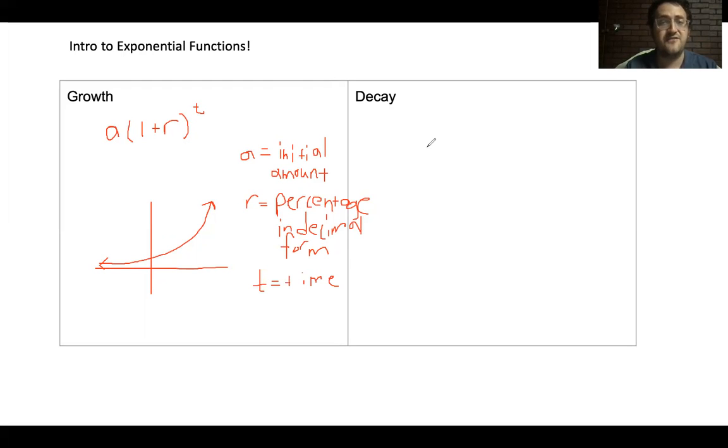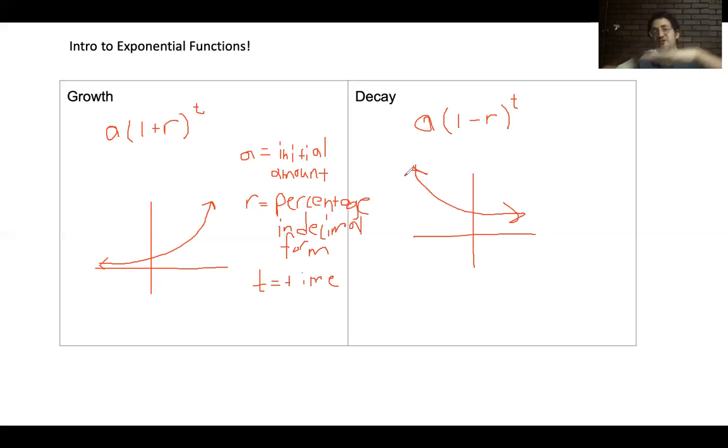And the decay function is almost exactly the same equation, except you're going to do 1 minus r to the t. And the decay graphs start high, and then they get lower, and their slopes actually flatten out as you go to the right. So make sure you got this down, because I think these are very important to give you for your basic growth and decay.